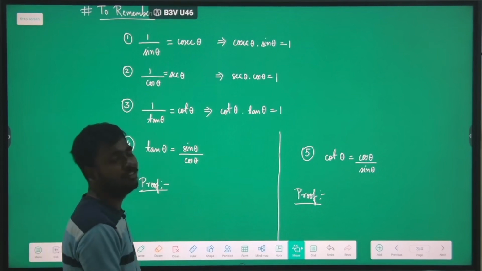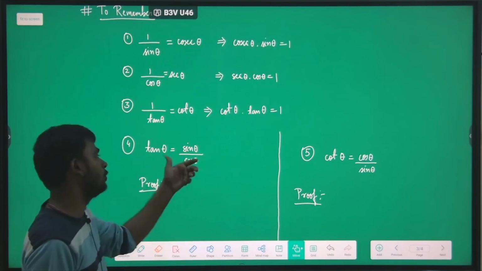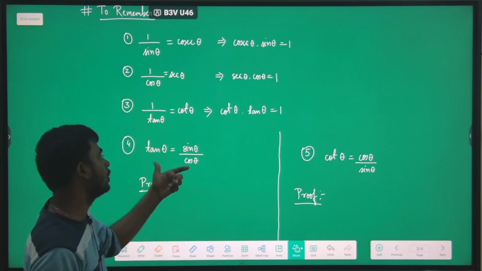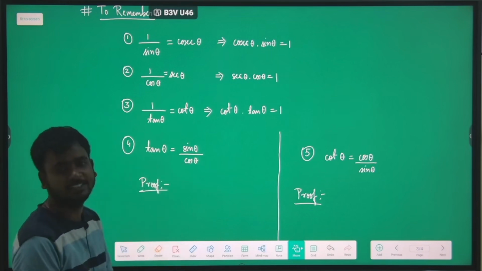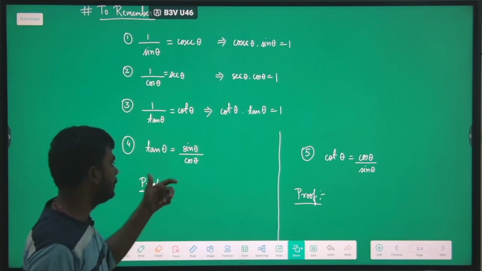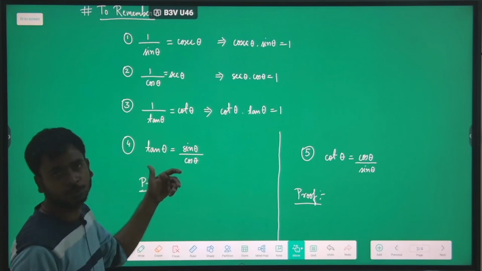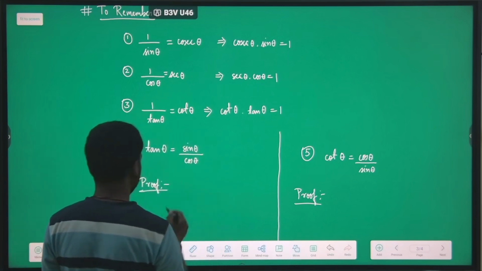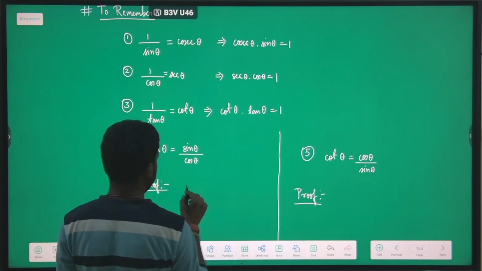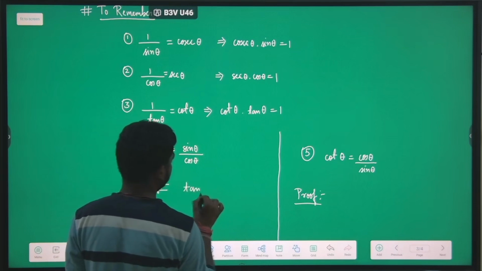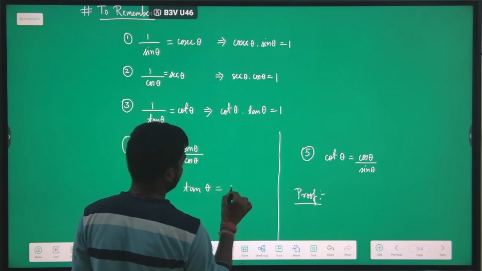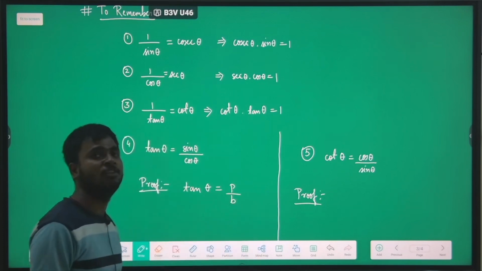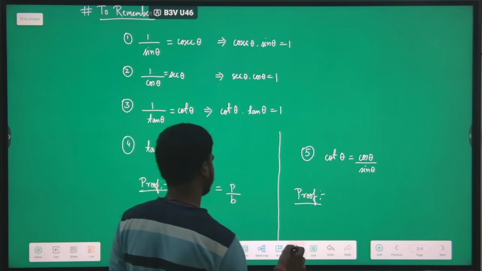Our tangent of angle theta will be equal to sine theta upon cos theta. I know you will not understand it easily, so let me prove it so that you can understand it better. Let us suppose, what is our tan theta? We know that our tangent of angle theta is actually perpendicular upon base.